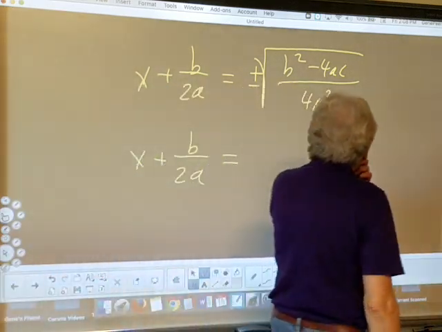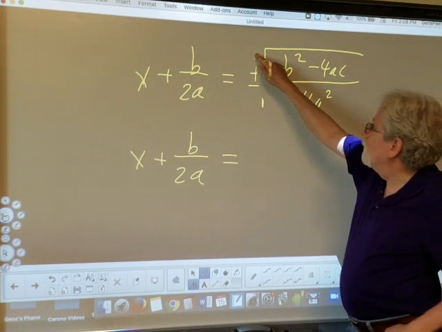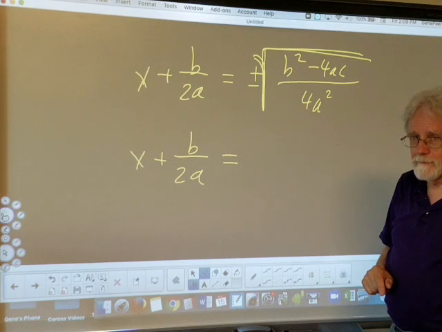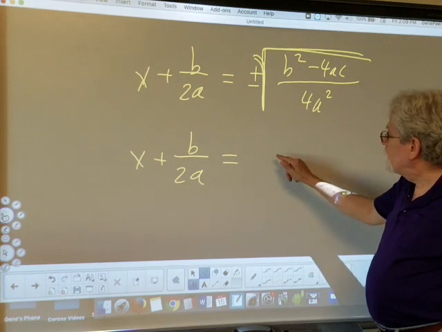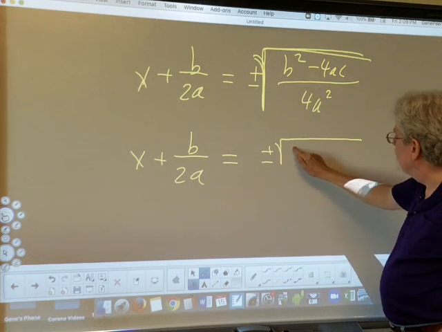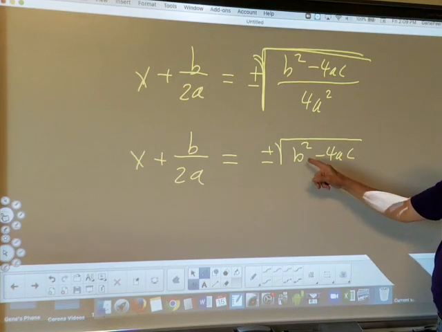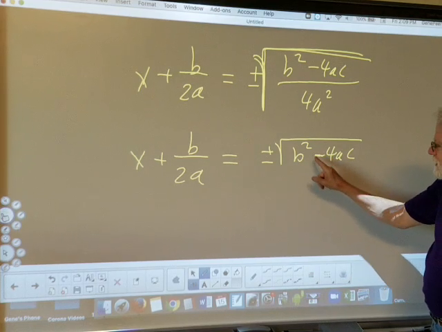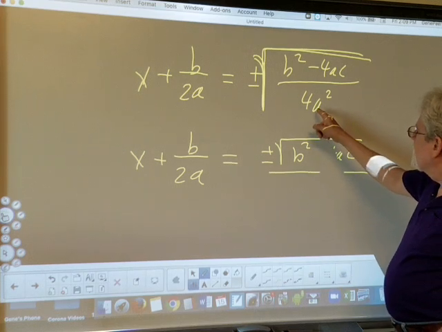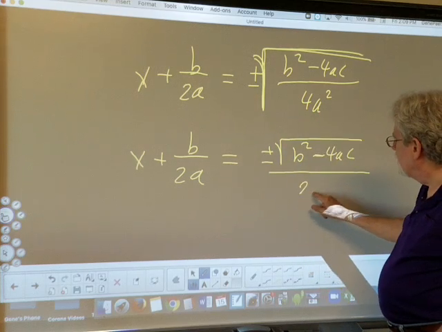Now, simplifying this, there's one thing and only one thing we can do. We know the square root of 4a squared. So this becomes plus or minus the square root of what we're left with up here, b squared minus 4ac. Can we take out the b squared? No, you can't take out the b squared. There's a minus here. You can't do that. And it's now over the 4a squared that we have taken out. It becomes a 2a.